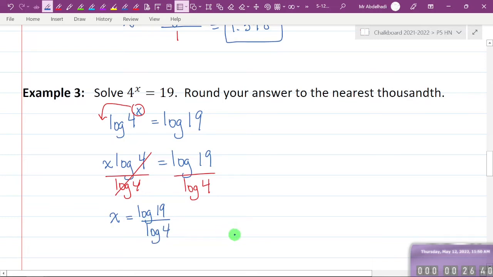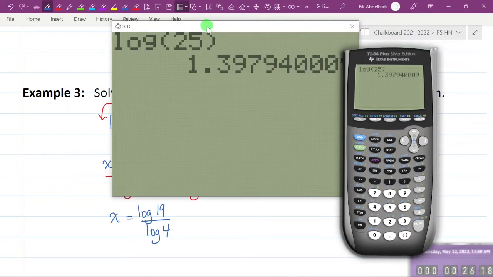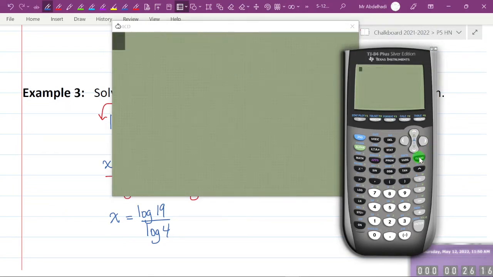At this point, I have an exact answer. The answer that I want is x equals log 19 over log 4. That's an exact answer, not rounded off at all. However, you know, you're going to want to use it for stuff. You probably have to get an actual number here. So I'll grab a calculator and I'll divide log 19 by log 4 and see what I get. So this is log 19 divided by log 4.